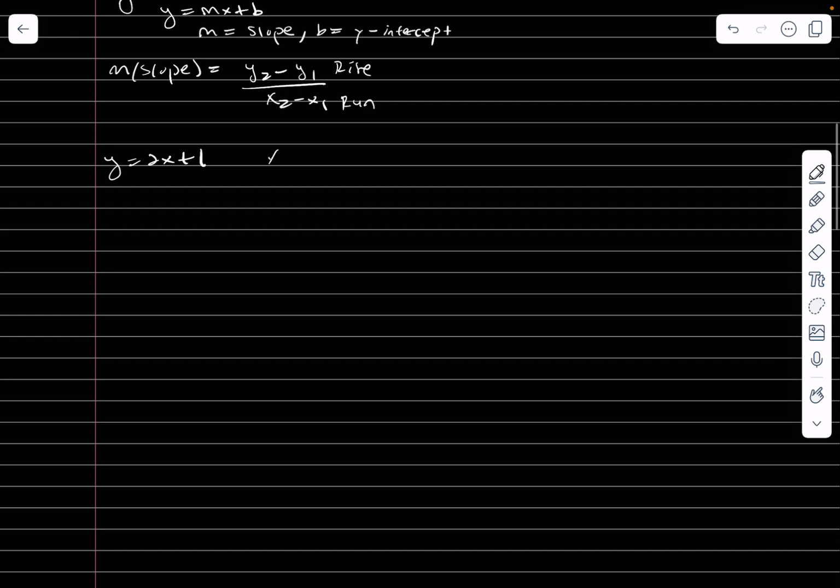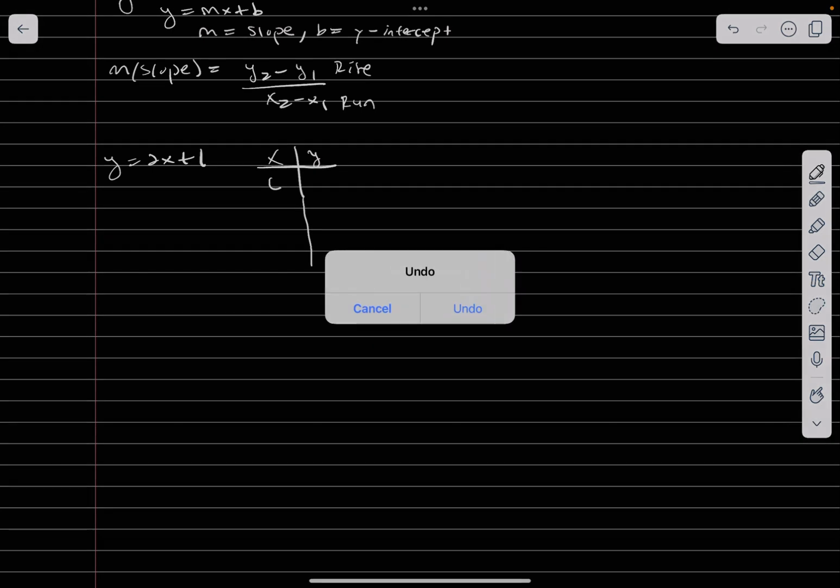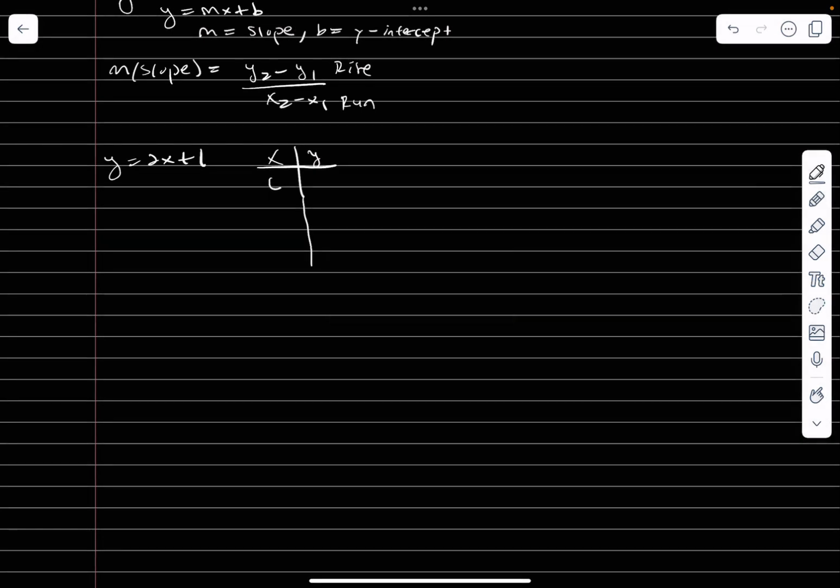So let's make our table. Typically, a table is for beginners like this. We have our x value and our y value. So let's just start with any input value. Let's start with 0. Now we know x is 0. But what is y? To do that, we have to solve it. Y equals 2 times 0 plus 1, so y equals 1.